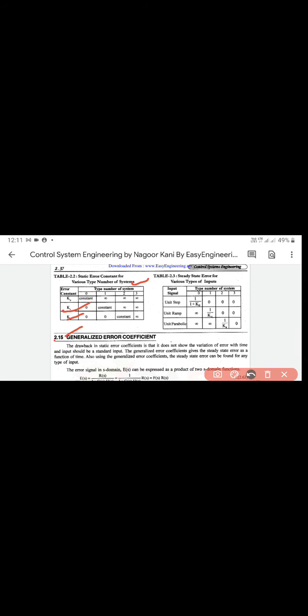For a unit ramp, type 0 gives infinity, type 1 gives 1 by Kv, and type 2 gives 0. For a unit parabolic input, type 0 is infinity, type 1 is infinity, type 2 is 1 by Ka, and type 3 is 0. Like this we have calculated all the steady state error constants for different types of inputs. Now based on all these we are going to do the problems.